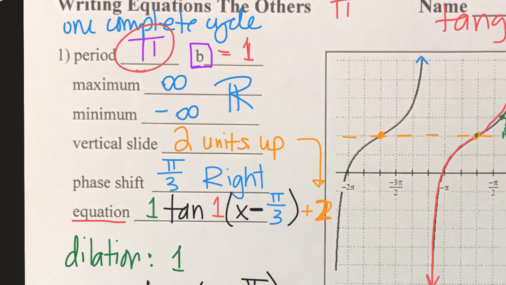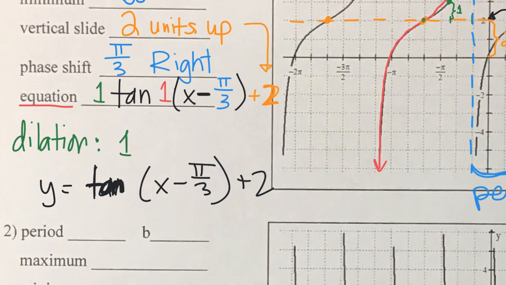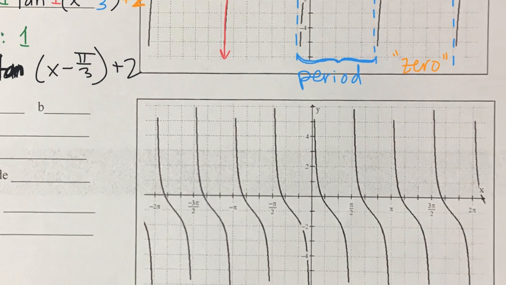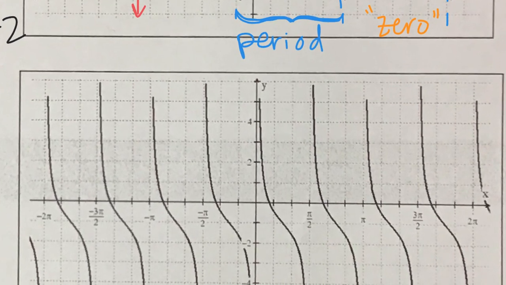All right, let's see if we can do that whole thing again with our second example. So here's your graph. Based upon first inspection, what type of a graph do you think this is? Which one of the 4 other trig functions?